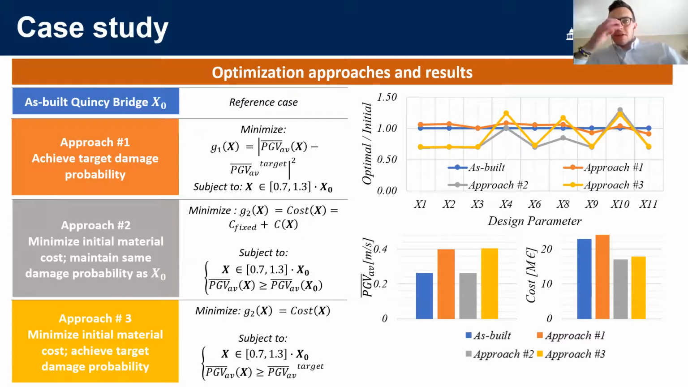I'm not sure if I correctly understood your question. So approach 1 aimed at achieving a selected value of damage probability, the one that I call here the peak ground velocity average target. This was the function to minimize, and the solution algorithm starts from the parameters of the initial bridge and changes the design parameters until a solution that respects the boundary conditions is obtained. Maybe your question was not that clear to me. Sorry.